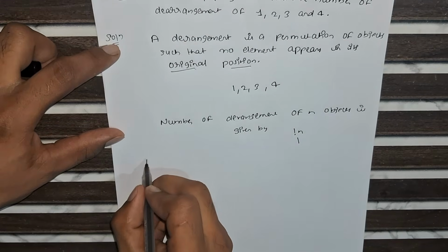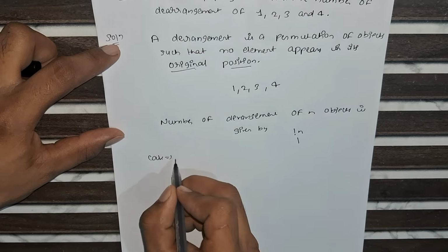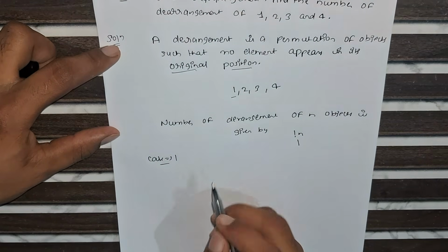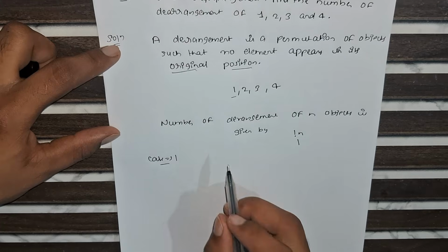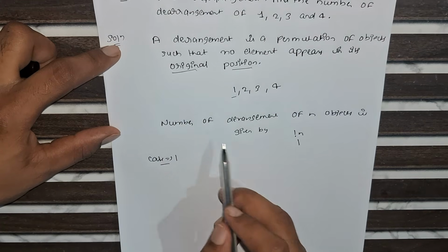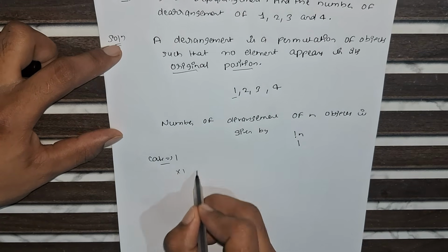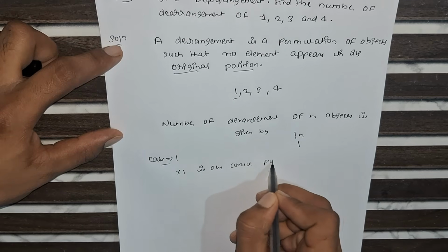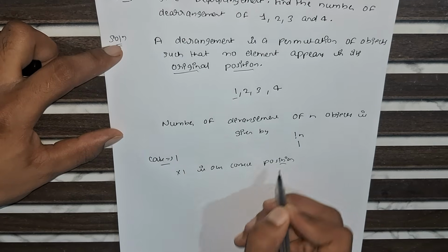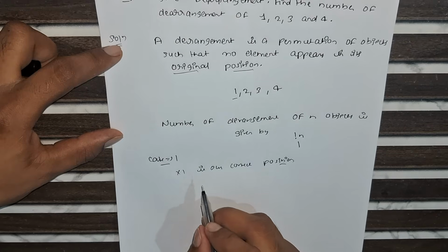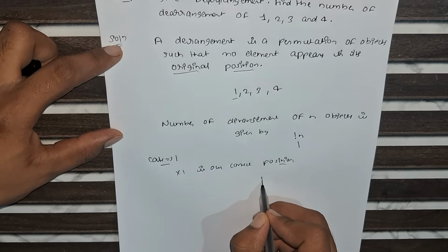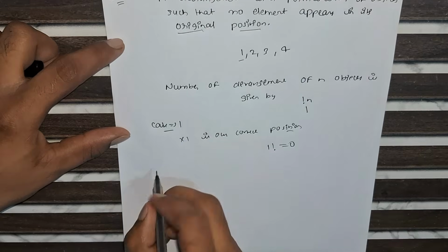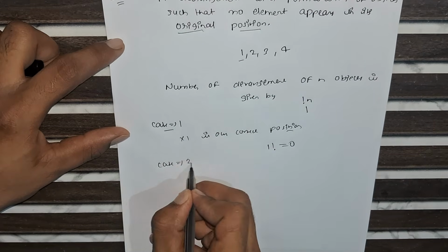So in our case 1, which is 1, I am taking this value. For this only one permutation is there. It means we can arrange this only one way. So 1 is our correct position. So what is the value of the derangement of 1, which is subfactorial 1? It equals 0.